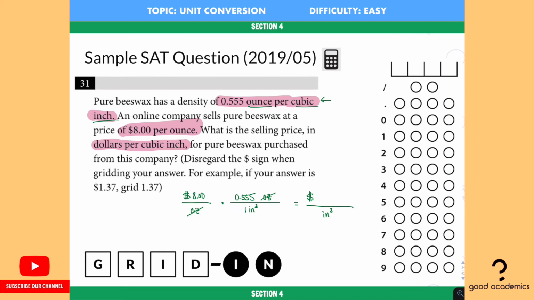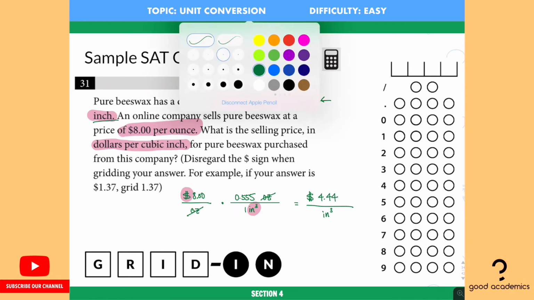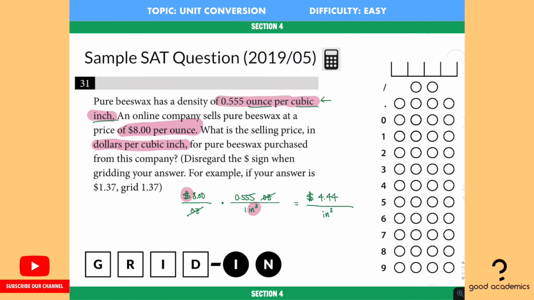So you have $8 times 0.555 to get you the unit of dollars per cubic inch. You can use your calculator and find out what it is, and you should get 4.44 as the answer. So what you do is write down 4.44 as the answer, and you would bubble in 4.44 as the answer right here.